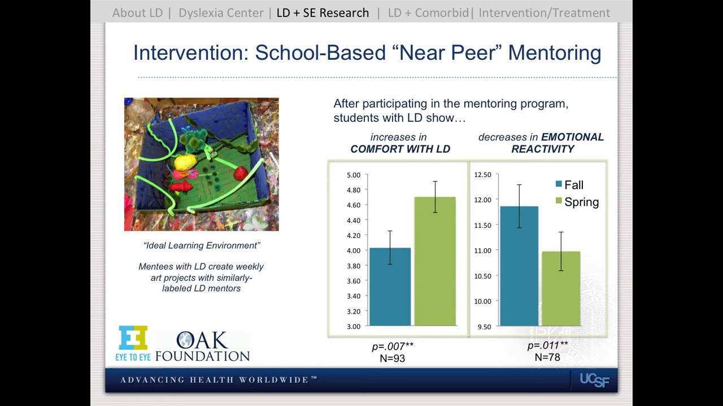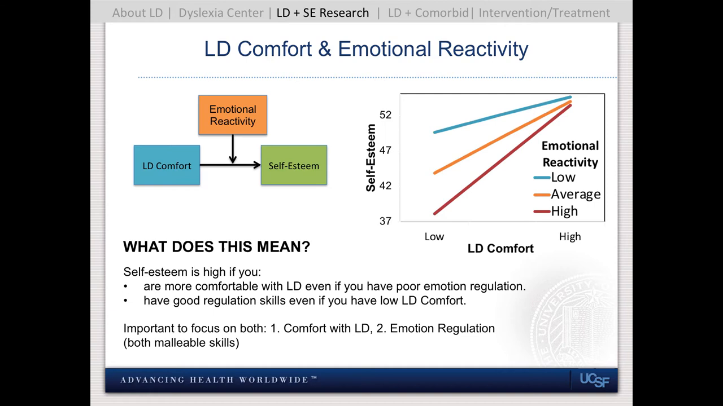And those seem to improve how kids are doing. In the study, they found that after participating in the mentoring programs, students with learning disorder show more comfort with their learning disorder, and it decreases their emotional reactivity, being in this peer-type group. And doing those leads to better self-esteem, and self-esteem is high if you're comfortable with your LD, even if you have poor emotional regulation. But if you have good emotional regulation, it helps even if you have low comfort with your LD. So both of those things together obviously are the best, but either one alone can be very helpful.